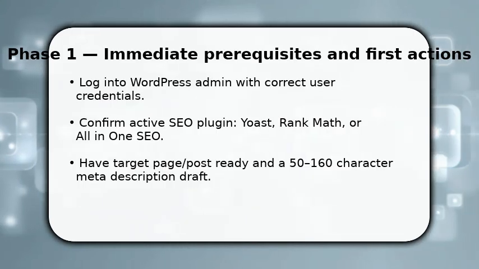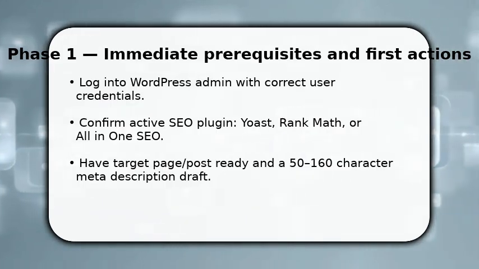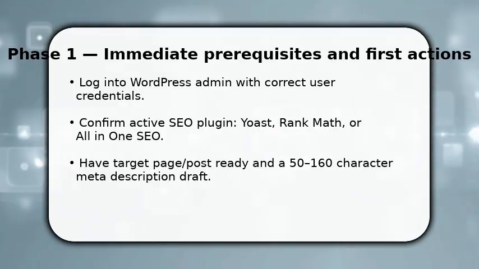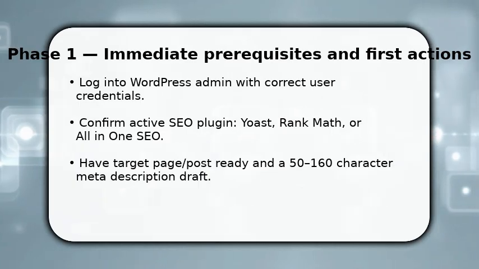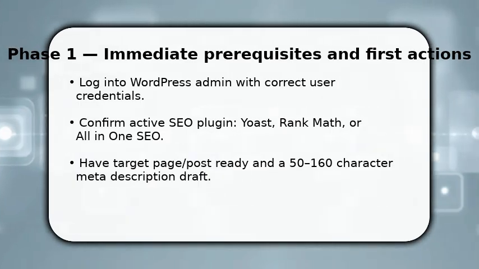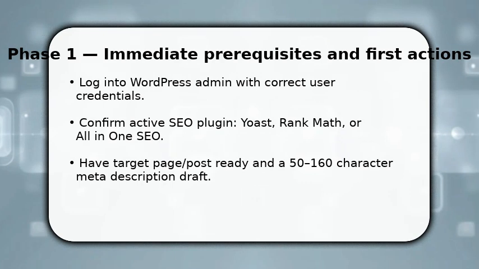Open the specific page or post you plan to update and paste a concise 50 to 160 character draft. Do this now so you can immediately edit the meta field. Having the draft saves time and prevents accidental blank snippets.